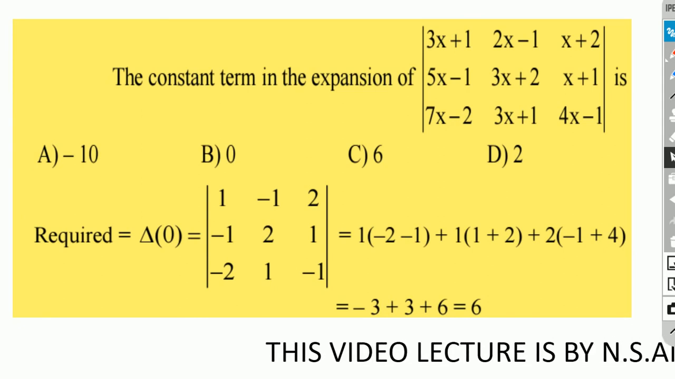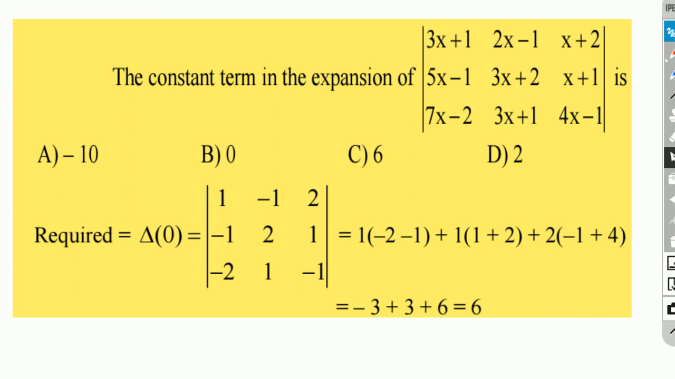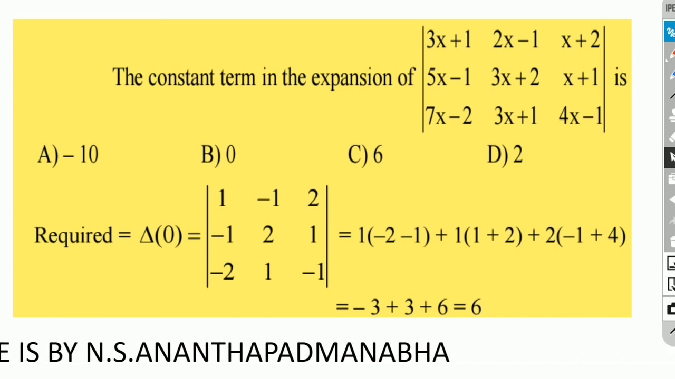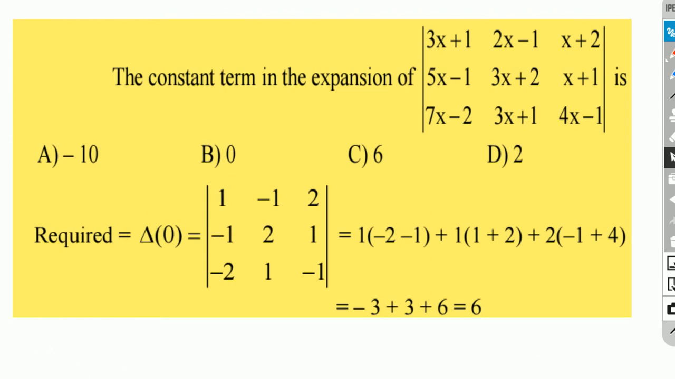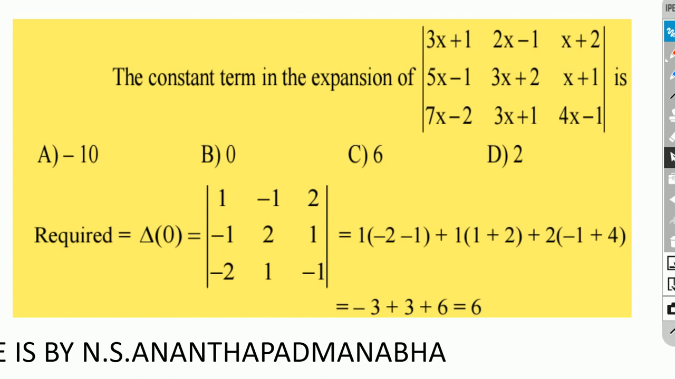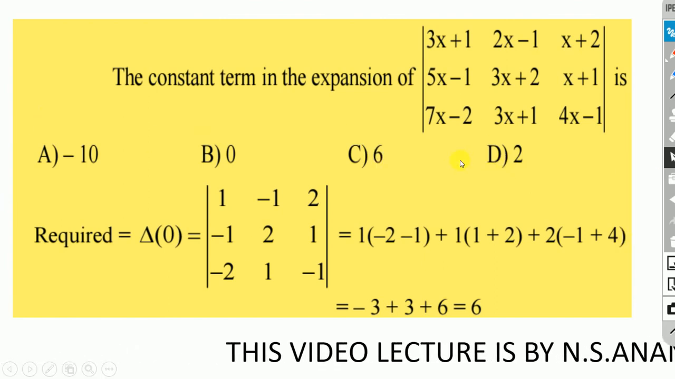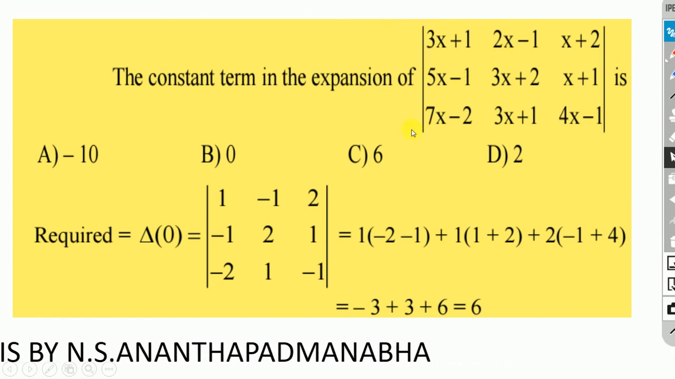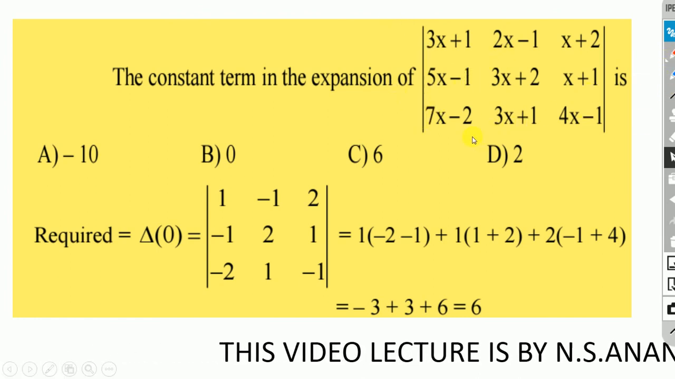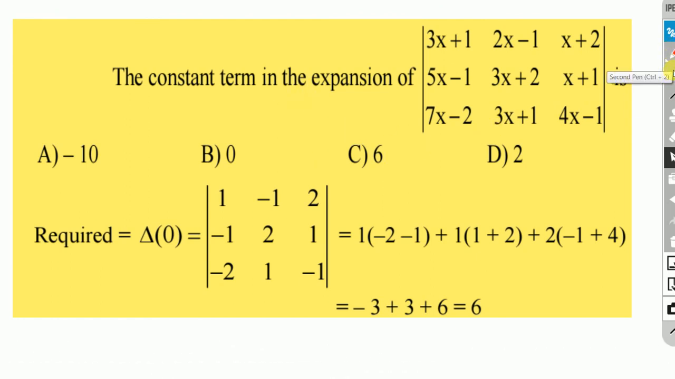How do we find the constant term in this determinant? When you expand this determinant, it may be a cubic equation or a biquadratic equation. But let us see how to find the constant term after expansion. There will be a term which is independent of x. So to find that, put x equal to 0 in the given determinant. This is the shortcut trick to find the constant term in the given determinant.